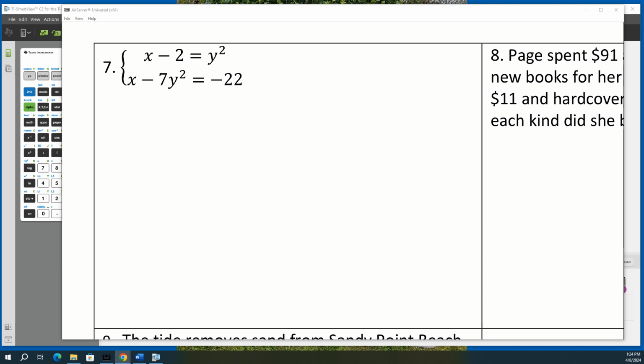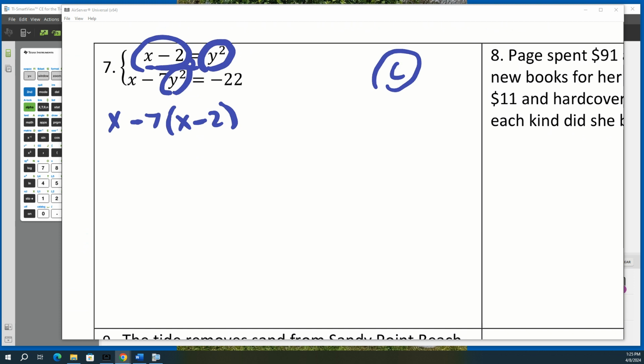So can you just plug in that last one? We could. That's pretty smart. I didn't even think about that. All right, so let's do choice. What choice was that? Choice C. So I didn't even think to do it this way, but I can substitute what y squared is for the y squared. So I get x minus 7 times x minus 2 equals negative 22.